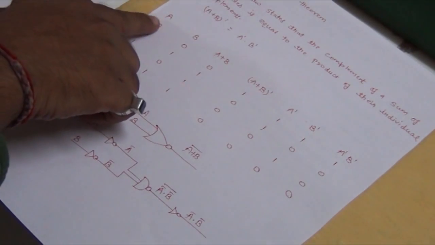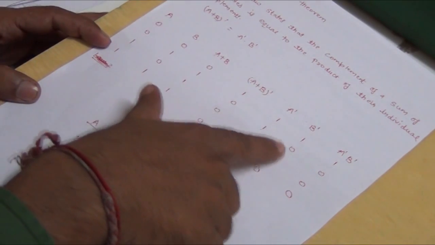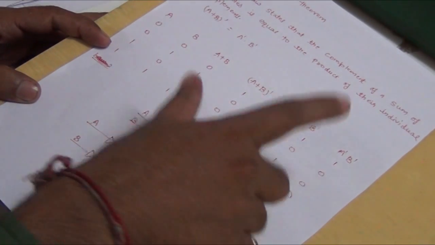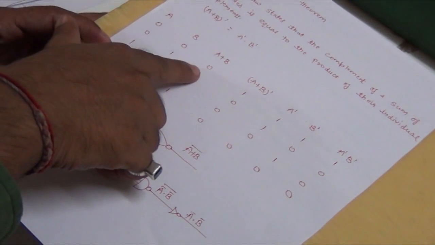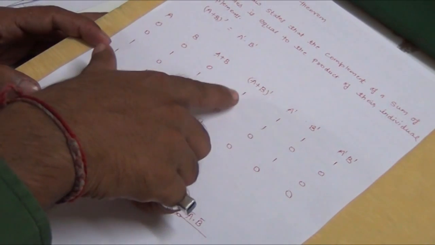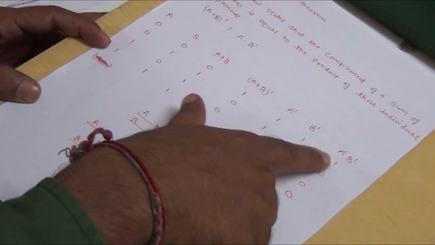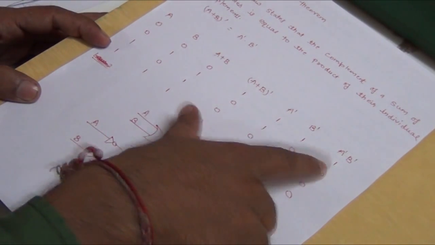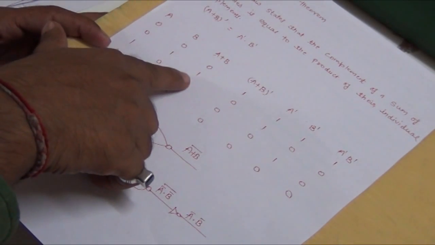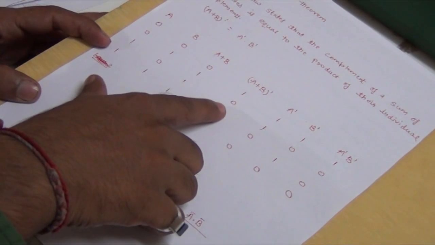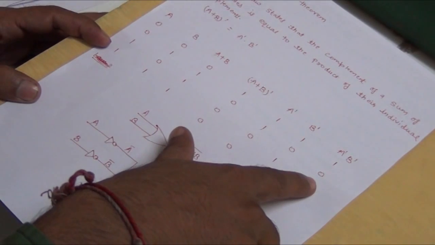According to the table, here are A, B, (A + B) bar, A bar, B bar and A bar dot B bar. If A is 0, B is 0, the resultant A + B is 0, (A + B) bar equals 1, A bar is 1, B bar is again 1 and A bar dot B bar is also 1. If A is 0, B is 1, the resultant A + B equals 1, (A + B) bar equals 0, A bar is 1, B bar is 0 and A bar dot B bar is 0.